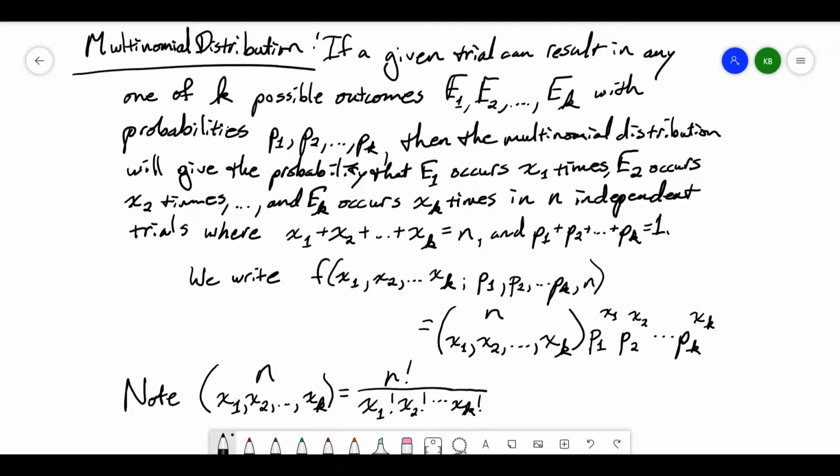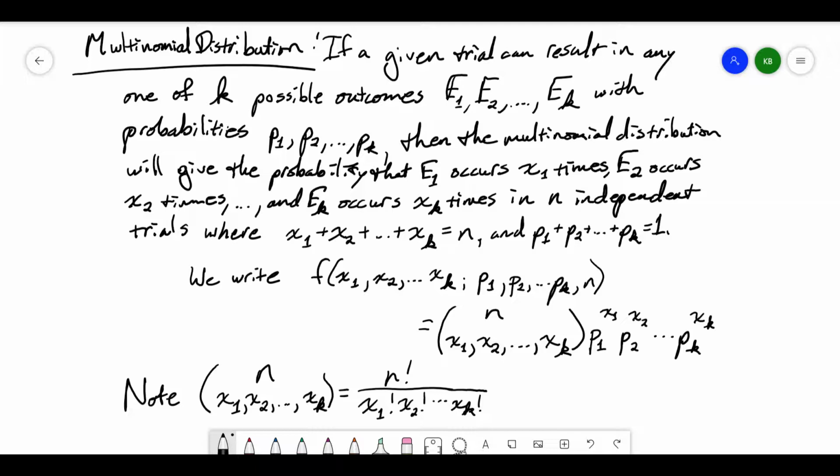And each one of those possible outcomes has a corresponding probability for it. So e sub 1 happens with a probability of p sub 1, and e sub k happens with a probability of p sub k. Then our multinomial distribution gives the probability that e sub 1 occurs x sub 1 times, e sub 2 occurs x sub 2 times, and all the way up to e sub k occurring x sub k times in independent trials.